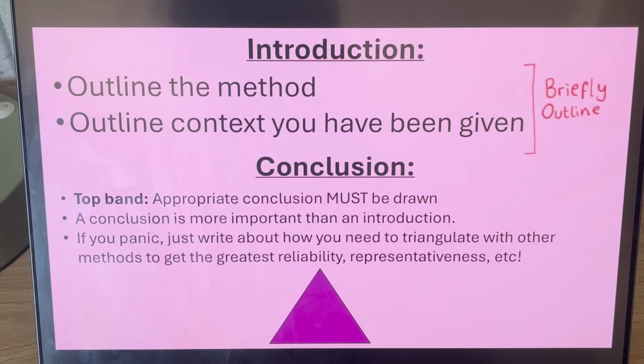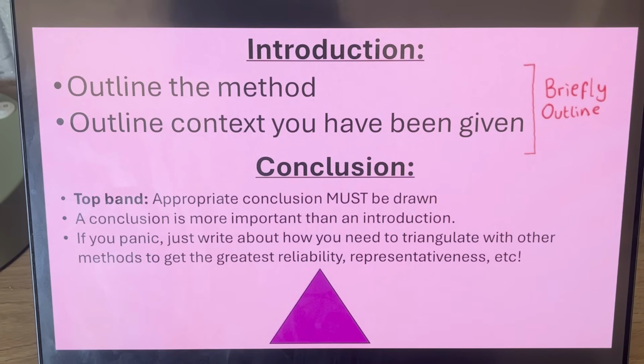So, introductions and conclusions. You can write them. When we talk about an introduction, you're just going to outline the method that's in the question and outline the context you have been given, but do that only briefly. It's not a requirement, the mark scheme doesn't say student must write an introduction. However, it can be a good way to introduce yourself and provide a flow to your answer.